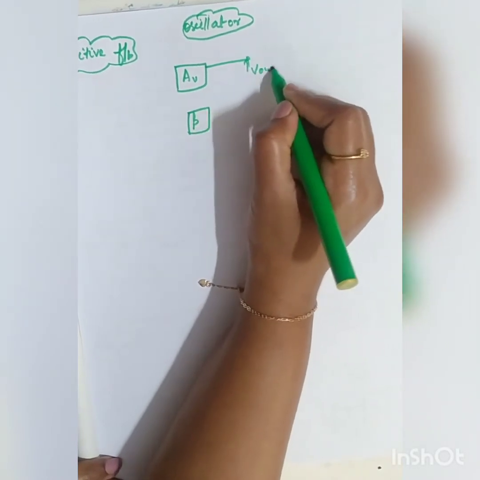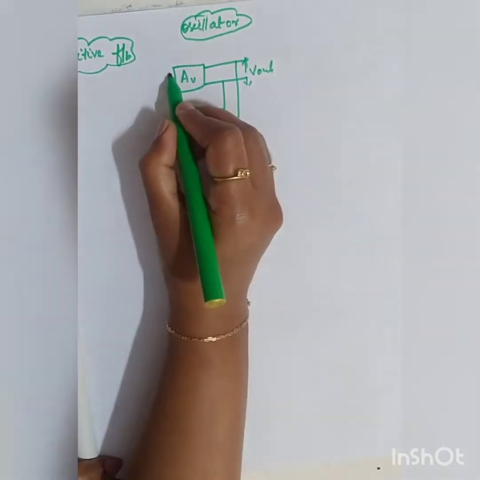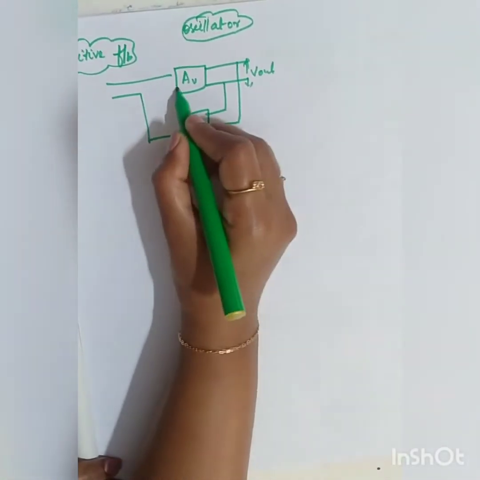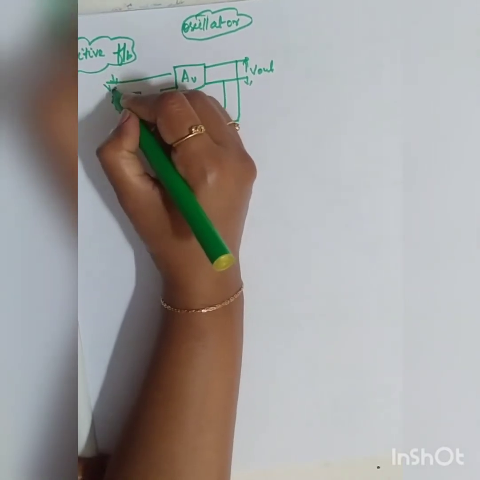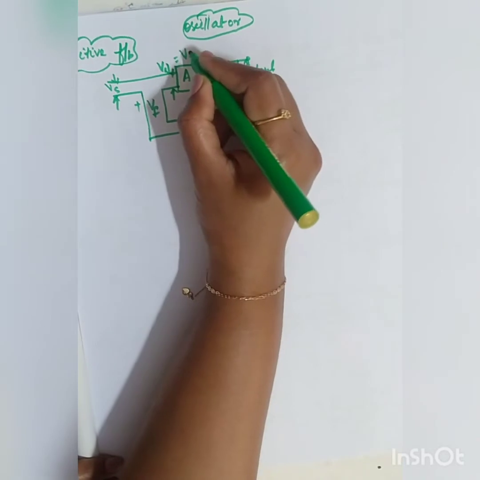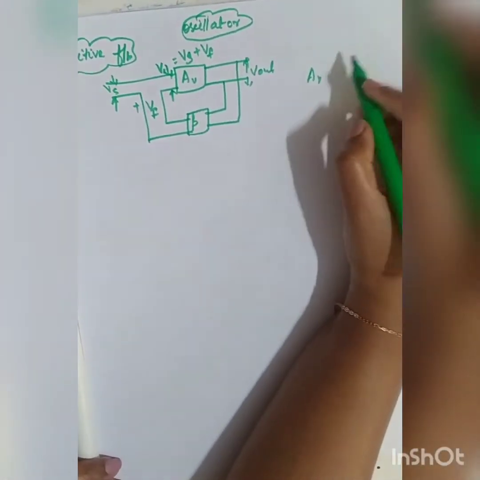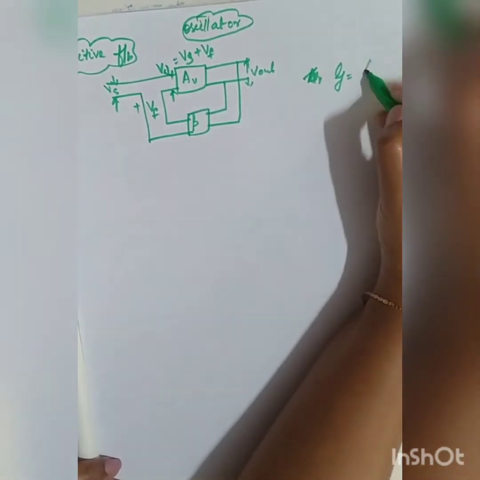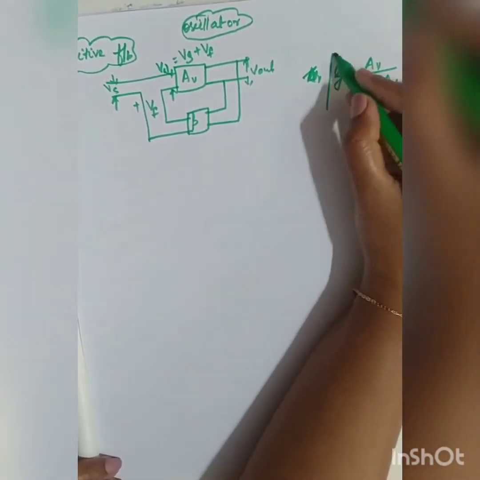V0, right? Parallel connection. Here it is voltage series. The only difference is here your VF is plus. This is your VS. This is your VI, right? So VI will be equal to VS plus VF. That is the only difference. The overall gain is equal to AV divided by 1 minus beta into AV.